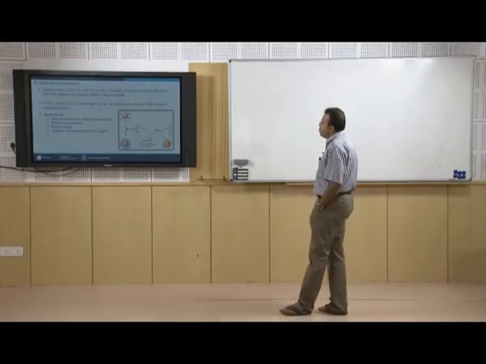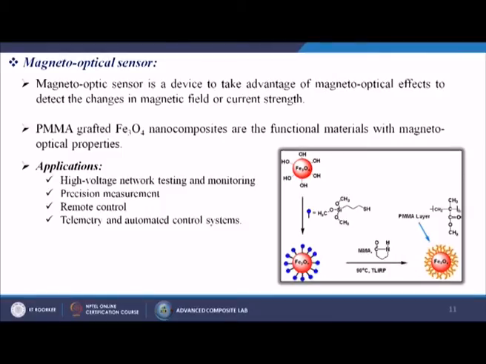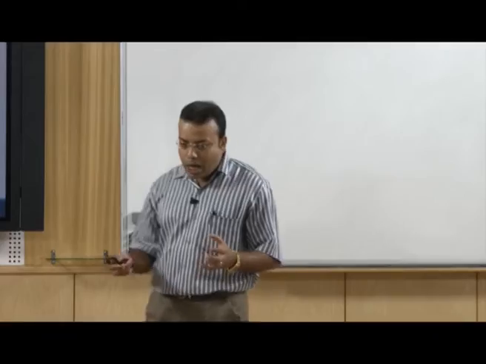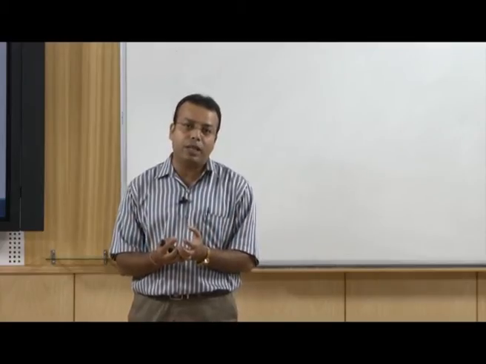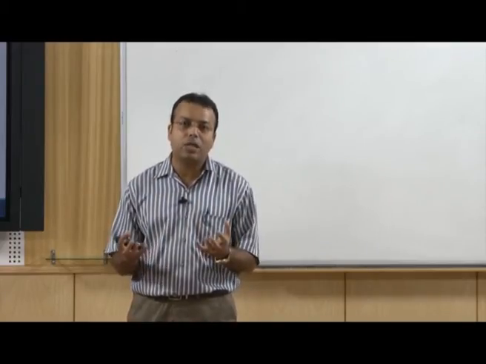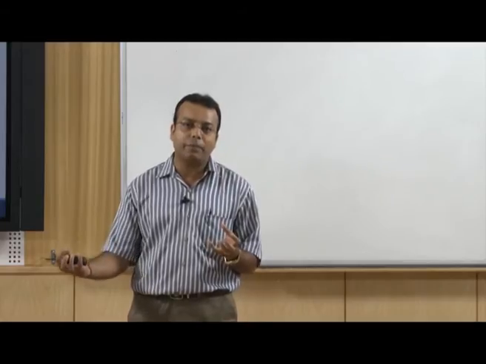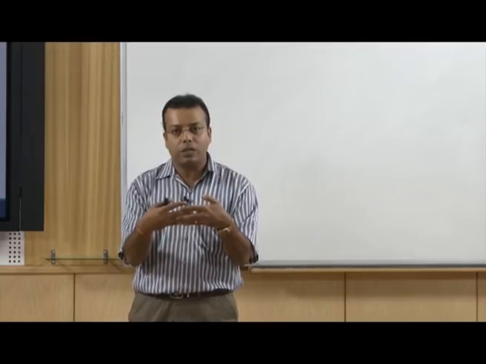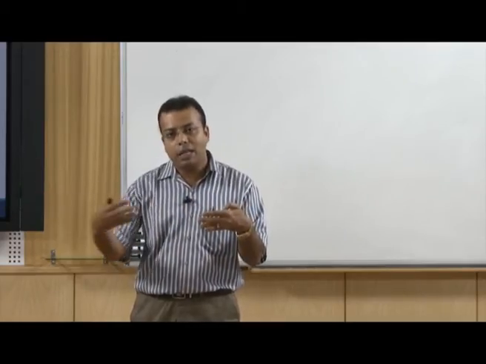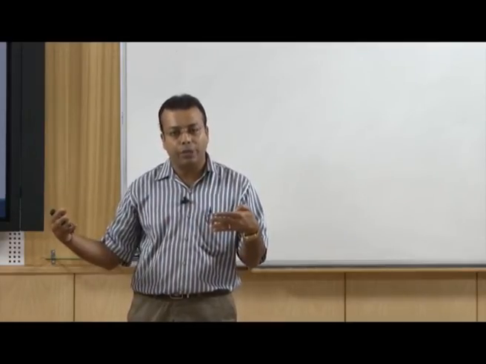Next, we can use those materials for the magneto-optical sensor. A magneto-optic sensor is a device that takes advantage of magneto-optical effects to detect the change in magnetic field or current strength. Not only that, by doing this kind of modification, if I have a material which is insulator based, I can make that material conductive. Simply, I can add certain conductive nanoparticles inside that material, so that inside it can make certain kinds of chains or bonds, so that it can easily pass current through it.